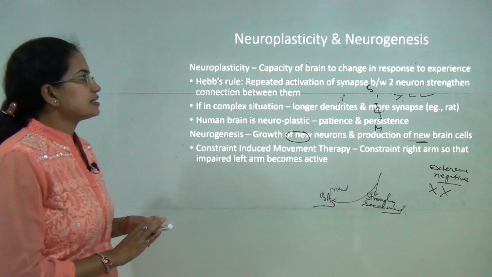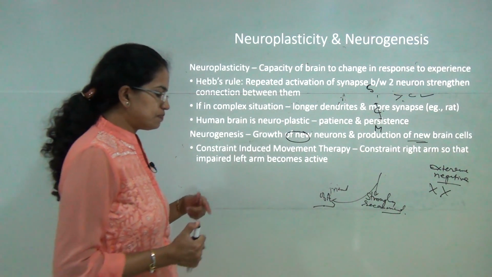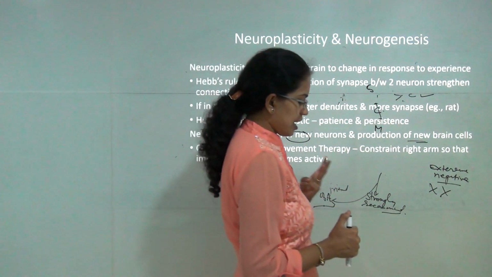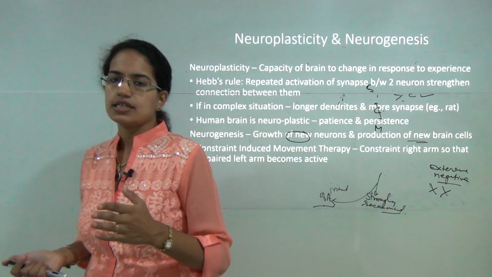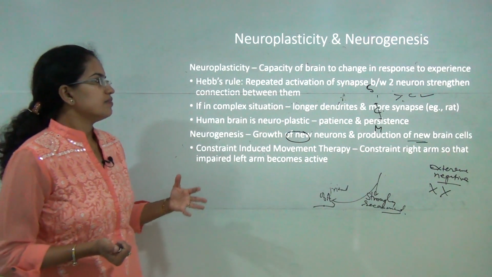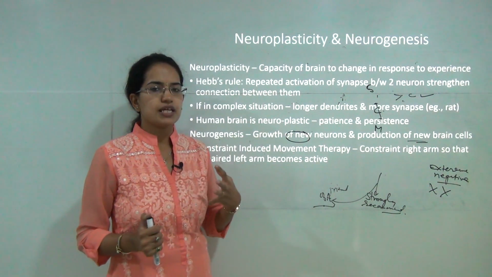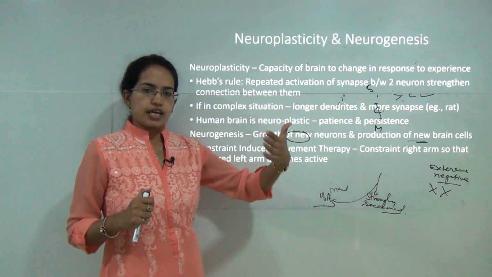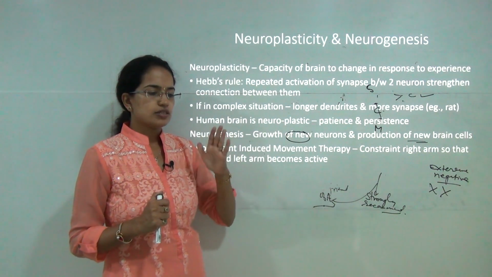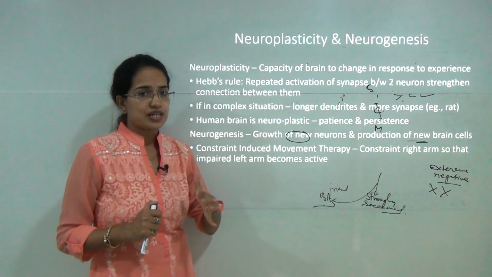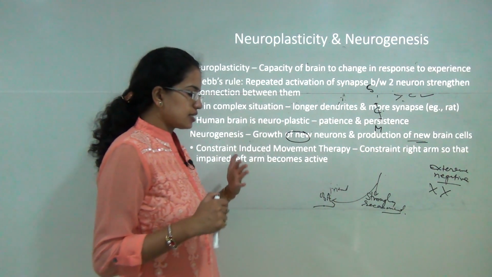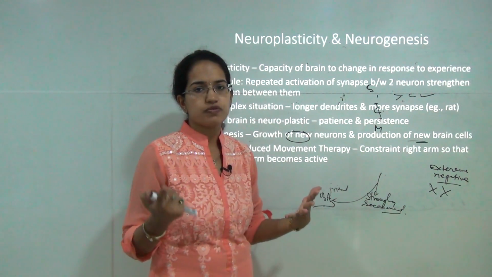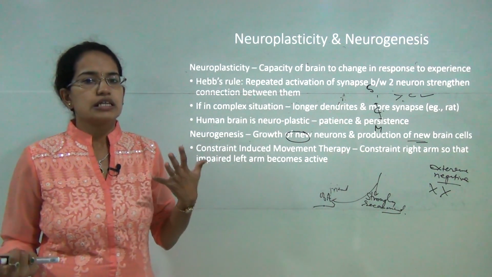Now finally, the most important concept again: there are two terms which are commonly heard. One is neuroplasticity and another is neurogenesis. When I say neuroplasticity, it means that with advancing age, the concept that the brain deteriorates is not perfect. I would say that with advancing age, the capacity of the brain to change in response to experience increases.